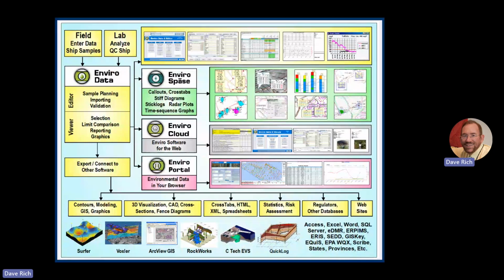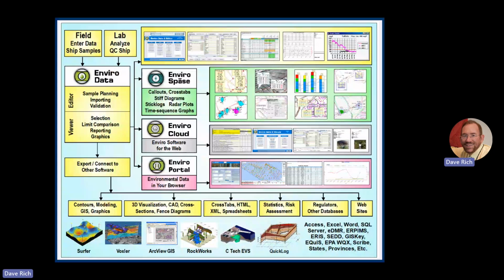So looking at the high-level view, there's two parts to Enviro data, the editor and the viewer. The editor is where you build your databases. There's a sample planning tool where you can create your sample events. Importing the data is a wizard-based system for getting the data in cleanly and quickly. And then there's the EPA CLP Level 3 type data validation tool if you need to do that.